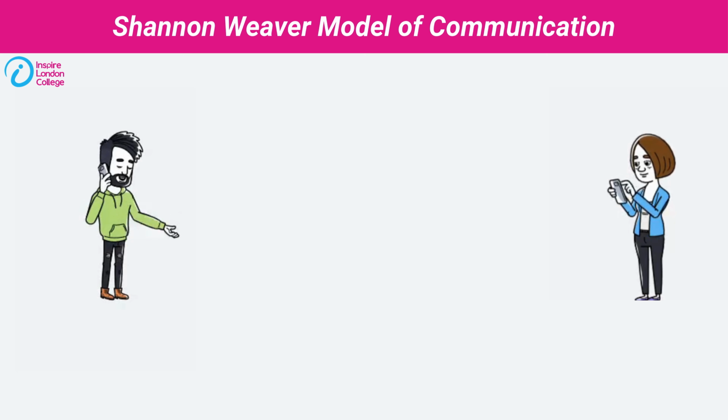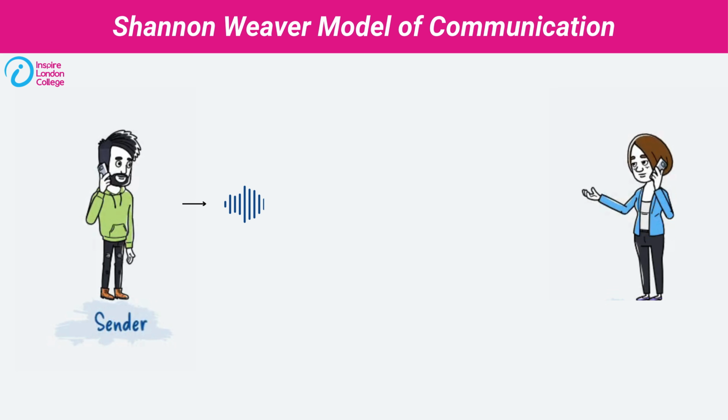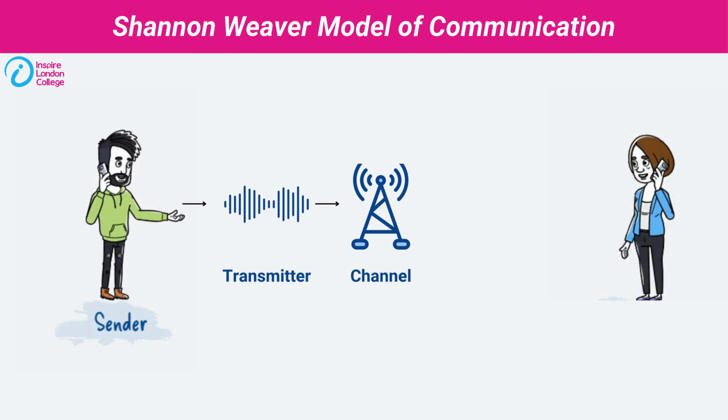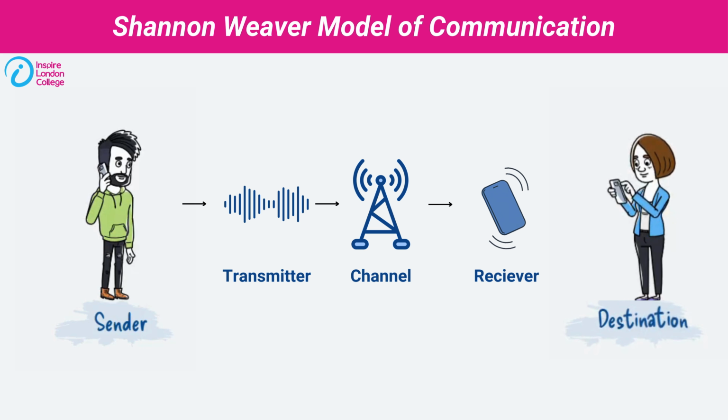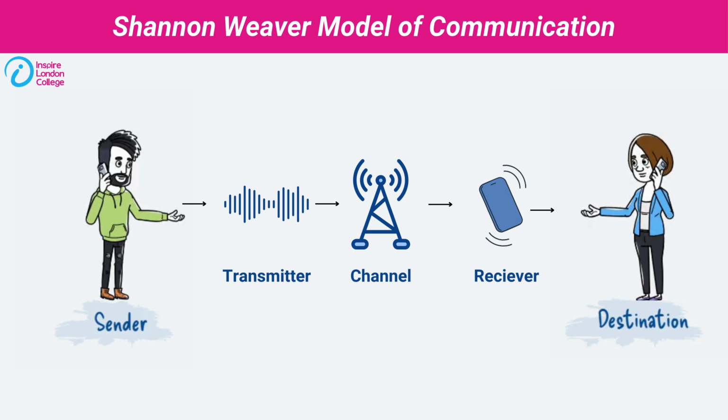Imagine you're making a phone call. You are the sender. The phone converts your voice into a signal, that is the transmitter. The signal travels through the mobile network, that's the channel. The other person's phone receives the signal and turns it back into sound, that's the receiver. And your friend, the one hearing your message, is the destination. If there's no noise or poor connection, the message is heard loud and clear.